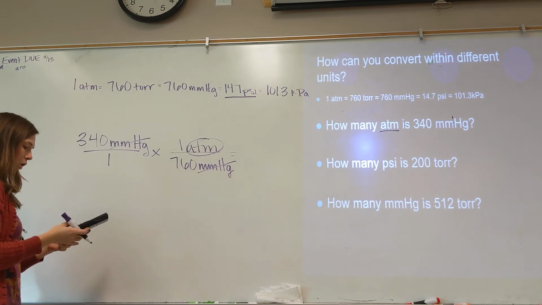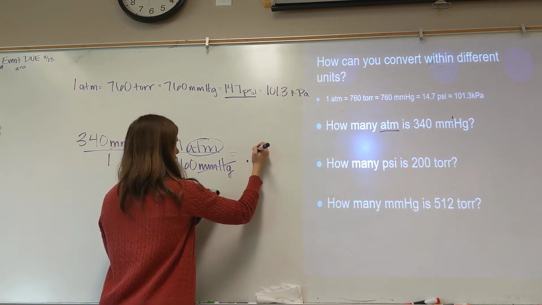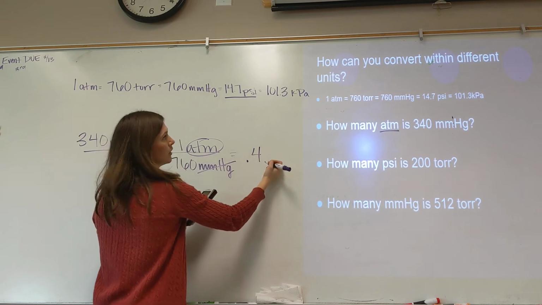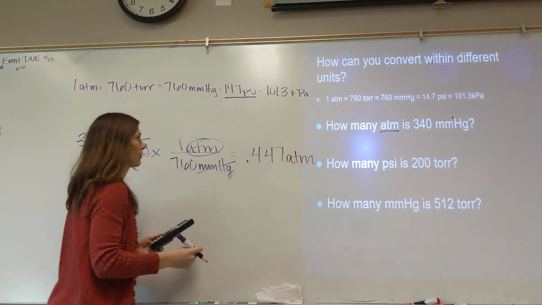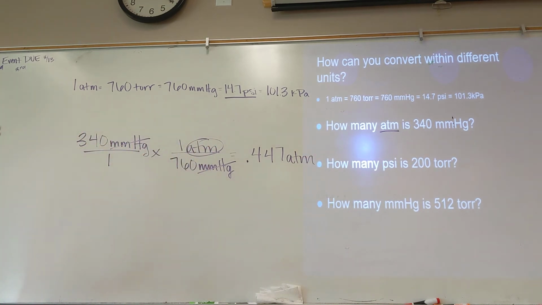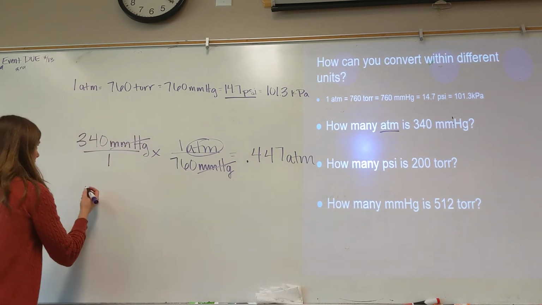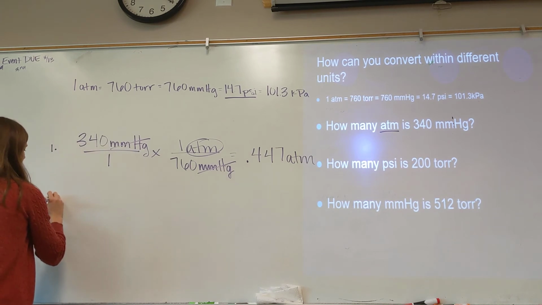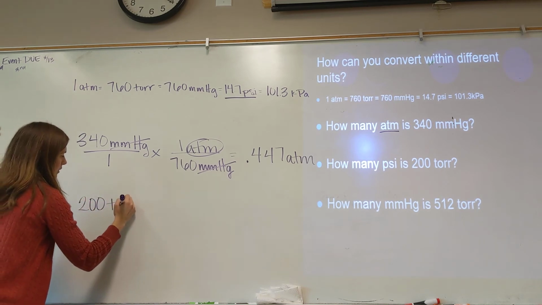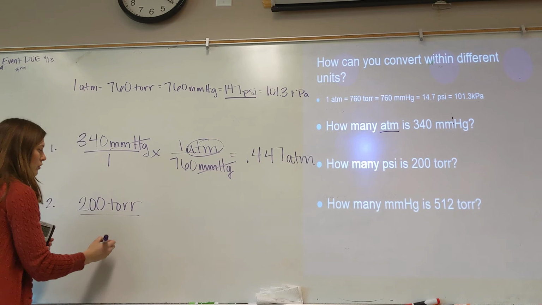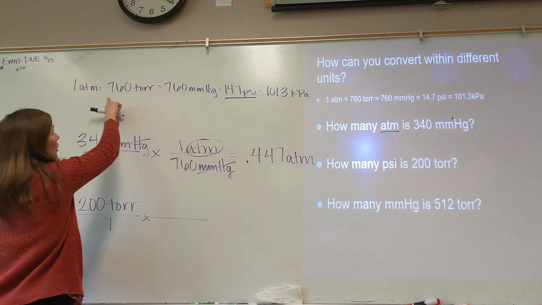340 multiplied by 1 over 760. And I get 0.447 ATM. How many PSI is 200 torr? So this was number 1, number 2. So again, I'm going to start with my given, 200 torr over 1, going to PSI. And all I do is put these numbers.